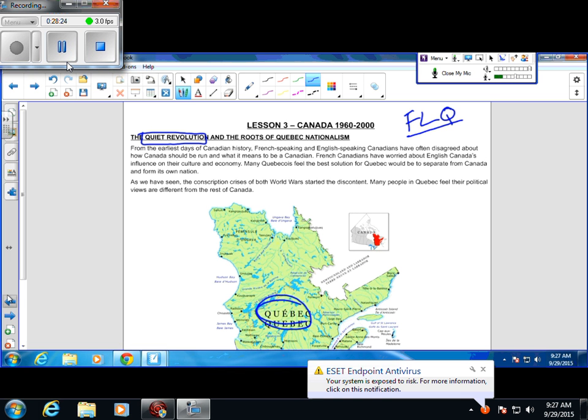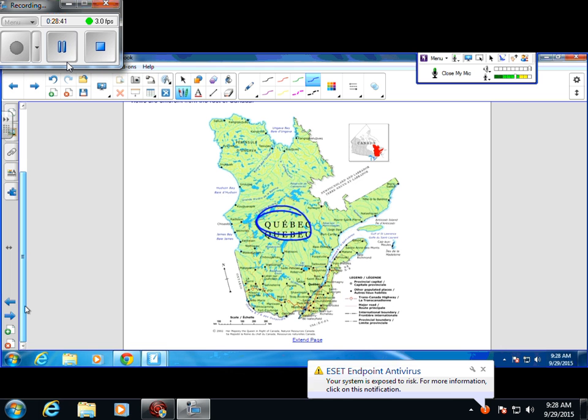Again, there were a lot of different political beliefs during this time period. French-speaking Canadians still wanted to be different, and because of that, they wanted to be their own separate nation, separated from Canada, the whole province of Quebec. You can see on my slide the province of Quebec. Quebec is the biggest province in Canada, right beside Ontario. In terms of geography, if you're not sure where Quebec is, that's where it is.